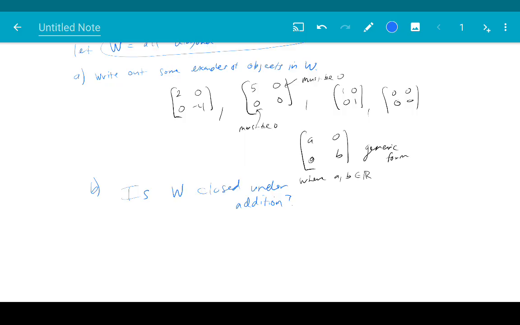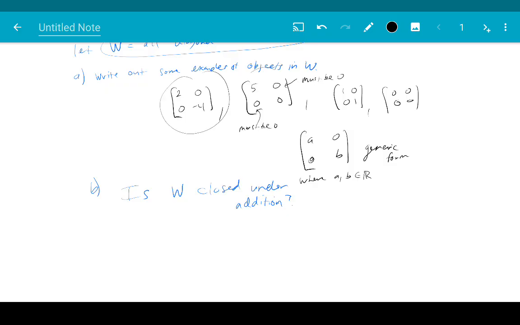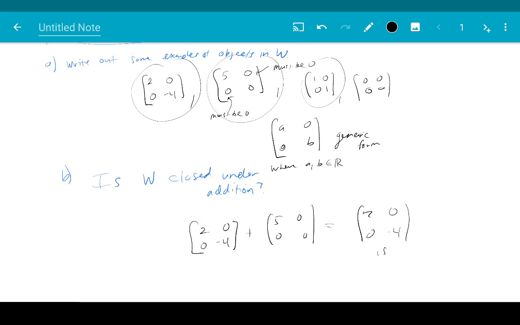But here's a good way to find out. Just take some of the examples that we have in the problem above, this example or these examples, and try adding them together and just see. Now, this is not a proof, but you'll kind of get an idea what's going on, right? So if I add those two together, what do I get? I get 2 plus 5 is 7. In the upper right corner, I get 0 plus 0 is 0. In the lower left corner, I get 0 again. In the lower right corner, I get negative 4. Is this going to be diagonal?